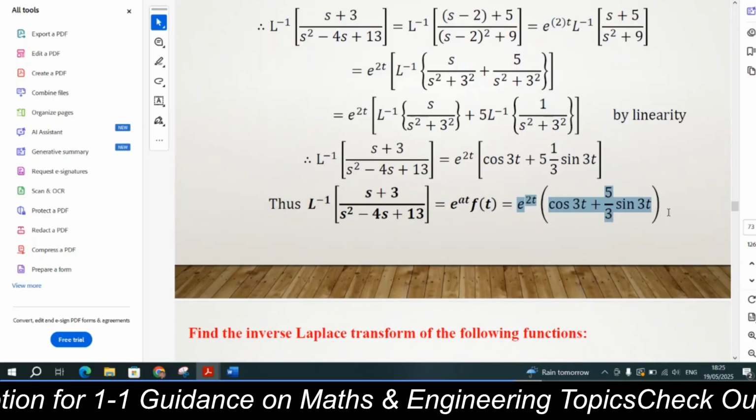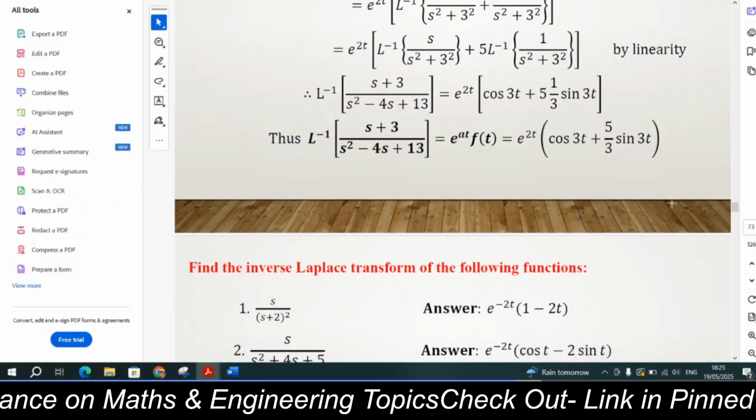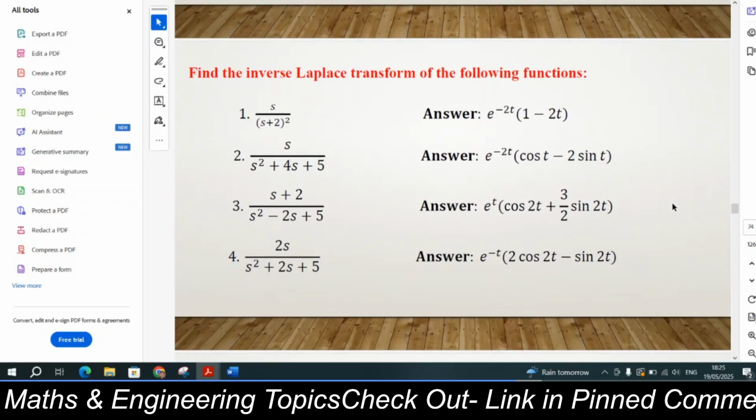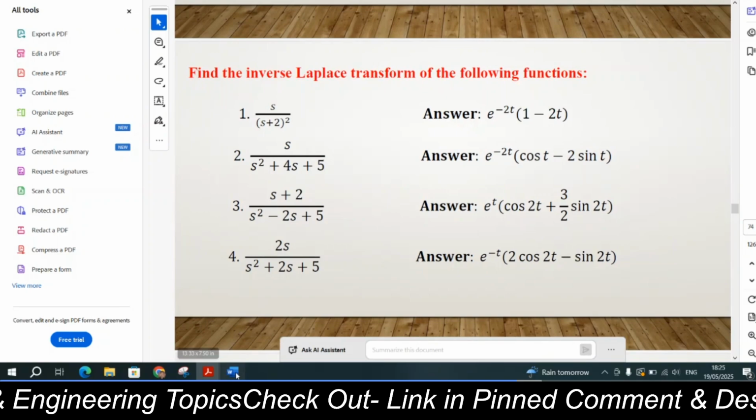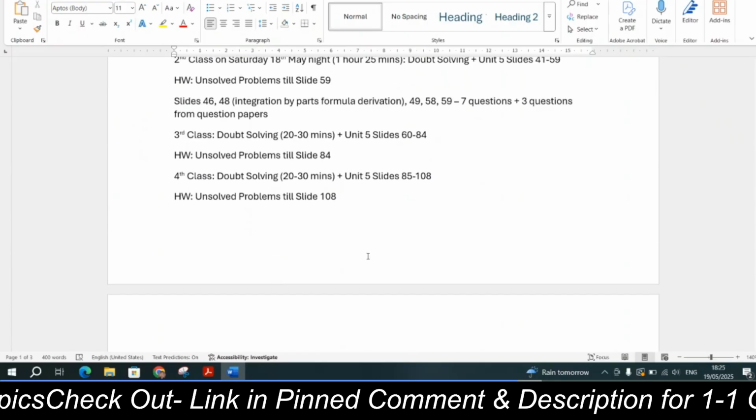Okay, so you have s plus 5 upon s square plus 9, and now you can just split them. It is a plus with an s, so it is a cos function. It's a plus with a constant. The constant will go out, and it will be a sine function in the inverse Laplace. And that's how you have solved your question.